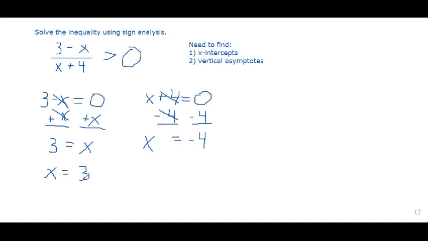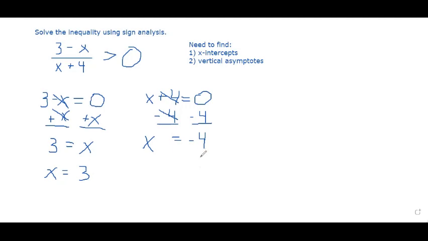Now, we may ask, why do we need these numbers? Well, the reason is that at each x-intercept, we have an opportunity for the graph to switch from having a positive y value to having a negative y value, or from a negative y value to a positive y value. And we're just trying to see where the function is greater than 0. So if we know where it switches from being greater than 0 to less than 0, or less than 0 to greater than 0, then that can help us solve this particular inequality.